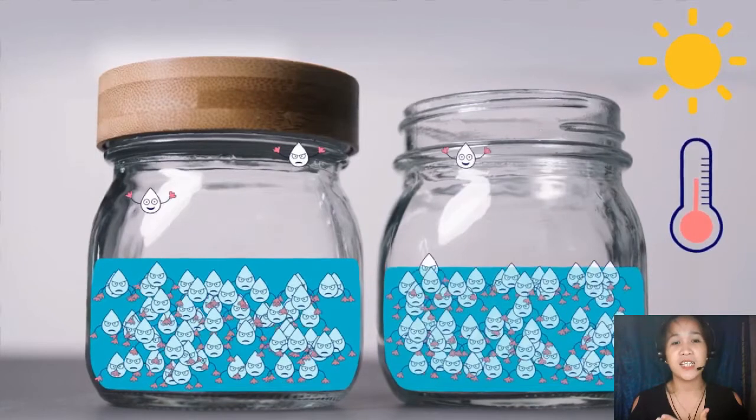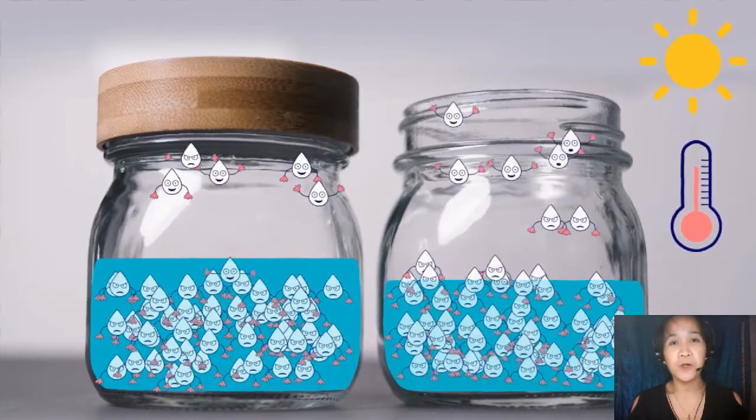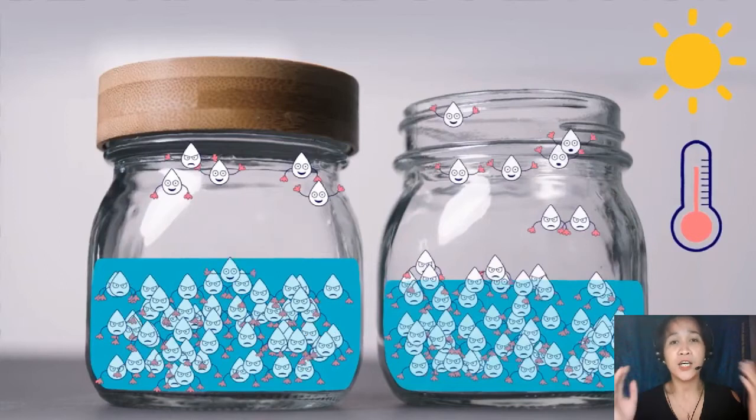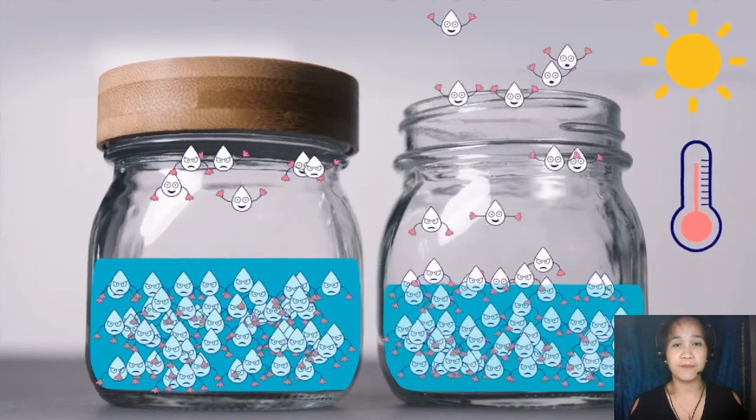So guys, in a closed container, the molecules of water continue to evaporate and condense, but there is no net change in the number of molecules in the liquid or in the gas phase, because molecules of water that previously evaporated are condensing, while other water molecules are evaporating.